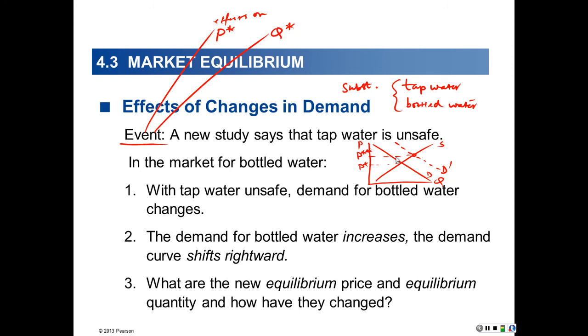And what is the old equilibrium quantity? That would be Q star. And the new quantity shall be Q double star. So what we have happening here, basically, the equilibrium price rises and the equilibrium quantity also rises. That's our prediction. Correct? What about quantity supplied?